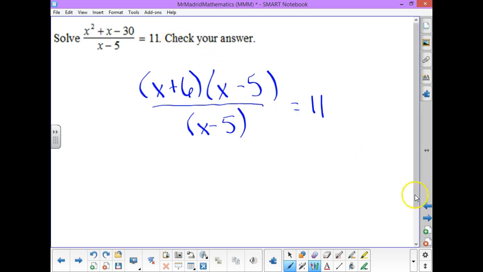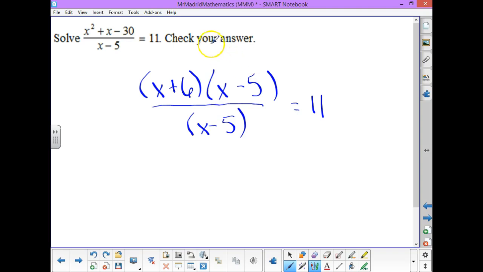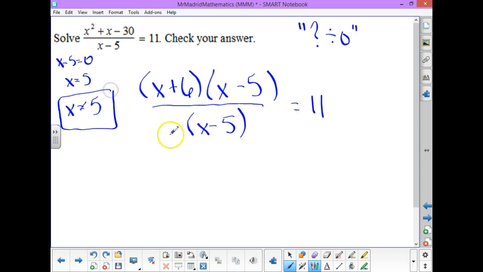Now it does say check your answer. Notice there's not that bit of information that says assume all expressions are defined. So when in doubt, we need to once again ask ourselves the question, will I be dividing by 0? So real quick, let's do the math here on the side. X minus 5 equals 0. Add 5 to both sides. X equals 5. So there I must declare, whoa, this is a problem. So X in the bigger problem cannot equal 5.